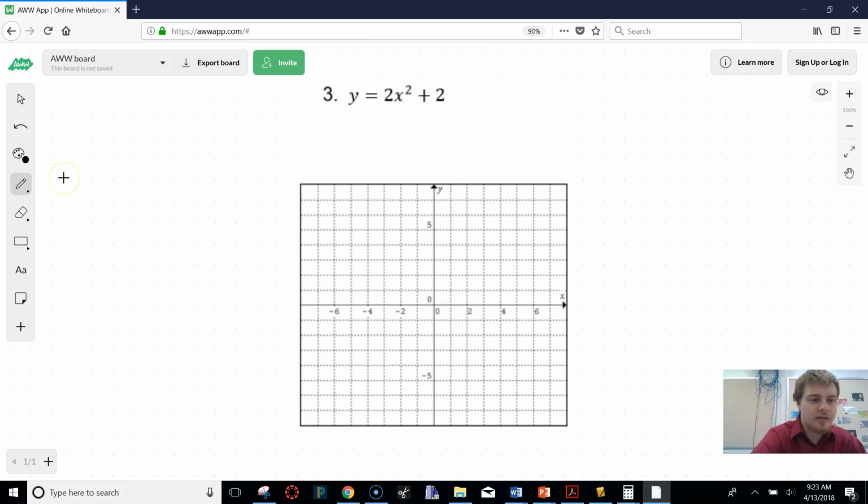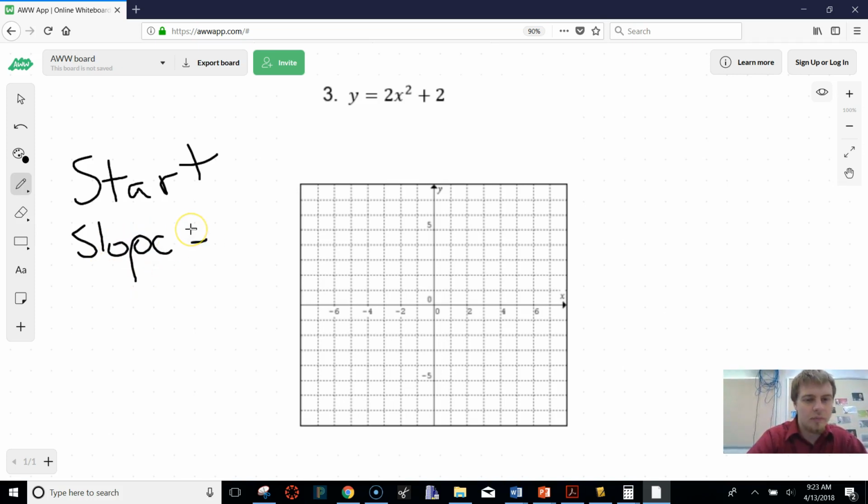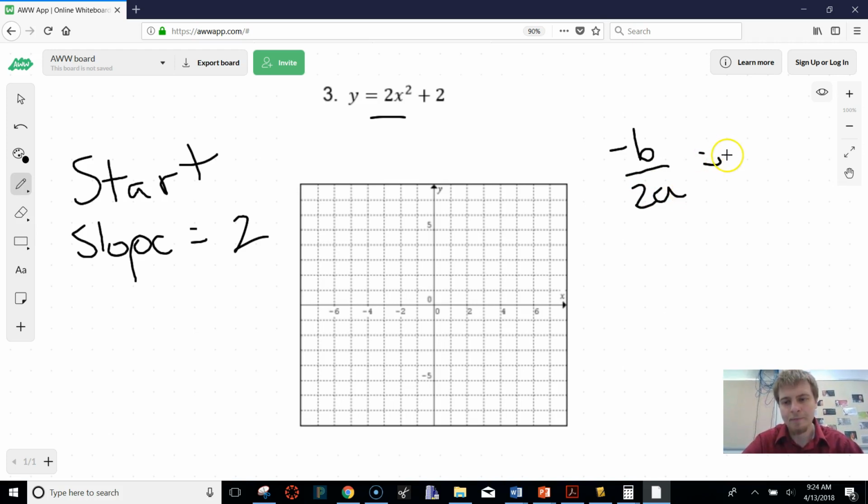And so when I look at this, we know, again, we can find the slope very easily. The slope is 2, because it's always the number in front of our x squared, so our slope is 2. To find the start point, again, we're going to do -b/2a.